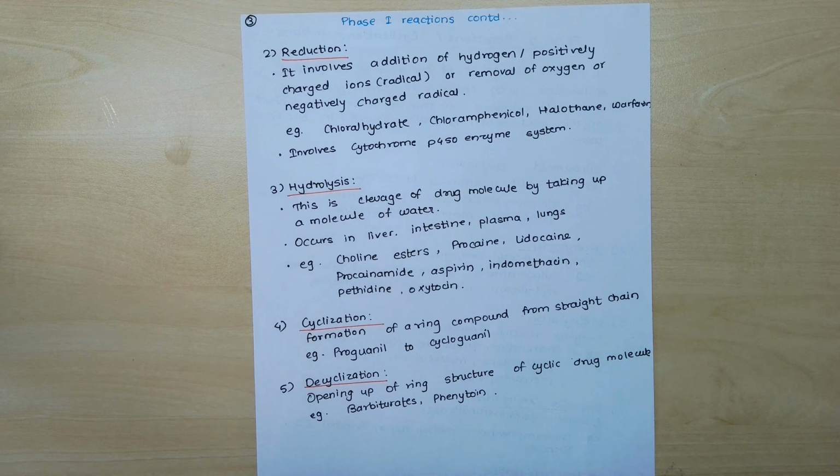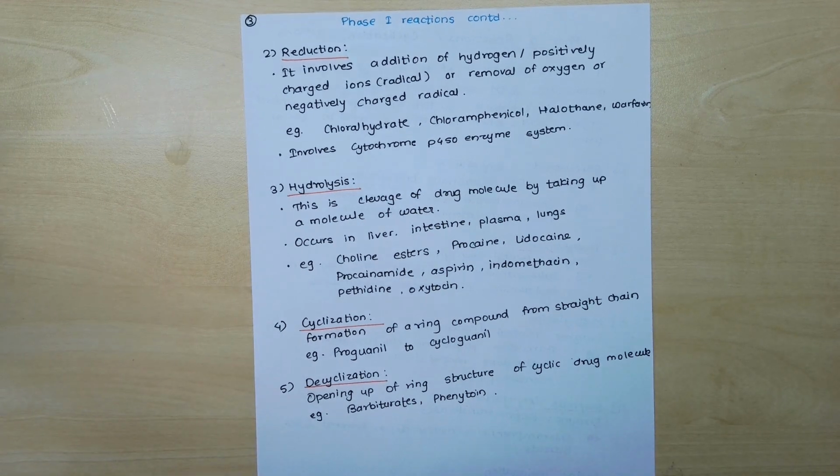Other phase 1 reactions include reduction. It involves addition of hydrogen or positively charged radical, or removal of oxygen or negatively charged radical. Examples of drugs are chloral hydrate, chloramphenicol, halothane, warfarin. It involves the cytochrome P450 enzyme system.